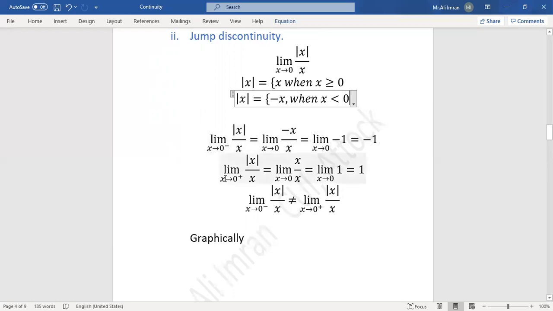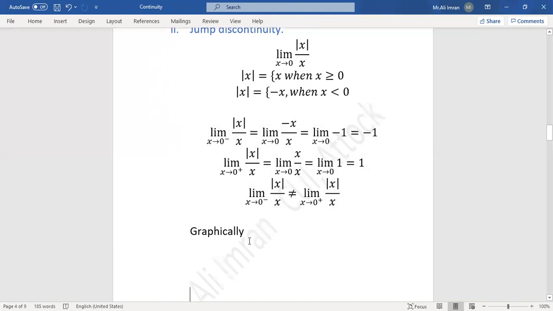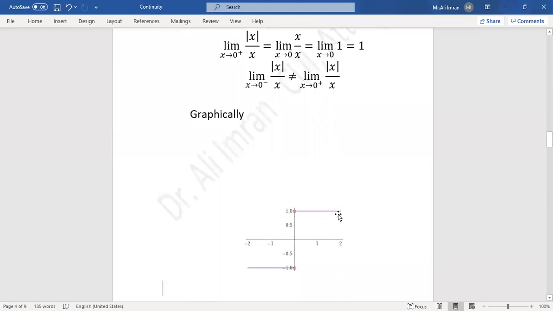In a similar manner, we will find the right hand limit as x approaches 0 plus. It means that we will approach the limit for values greater than 0, of x divided by x, considering the common factor. The limit as x approaches 0 of 1 gives the right hand limit 1. As the left hand limit is not equal to the right hand limit, that will be jump discontinuity. And graphically, if we approach the limit from the right hand side, we get the value 1. If we approach the limit from the left hand side, we get the value minus 1. In jump discontinuity, there is a jump.